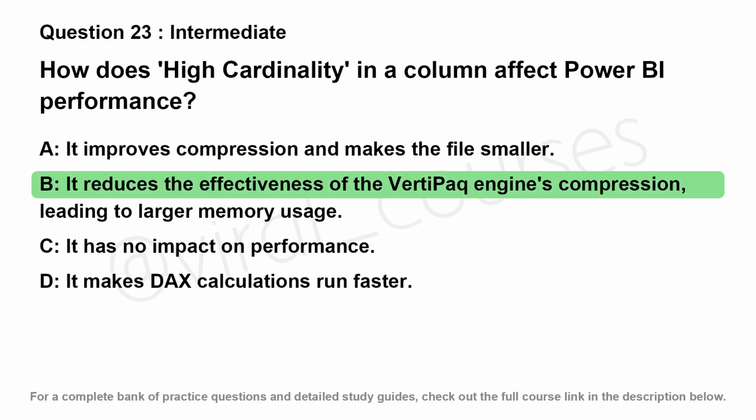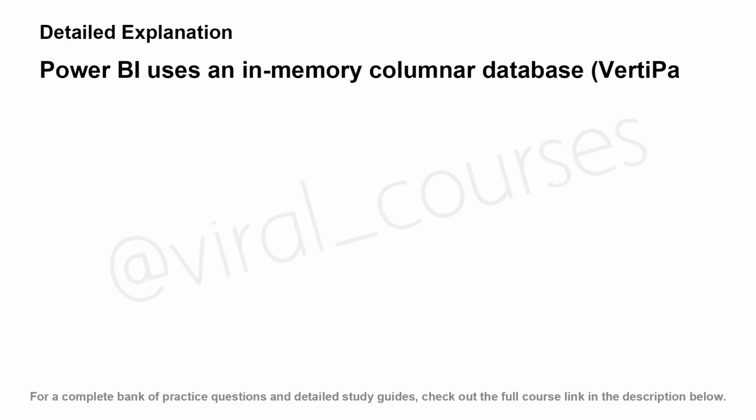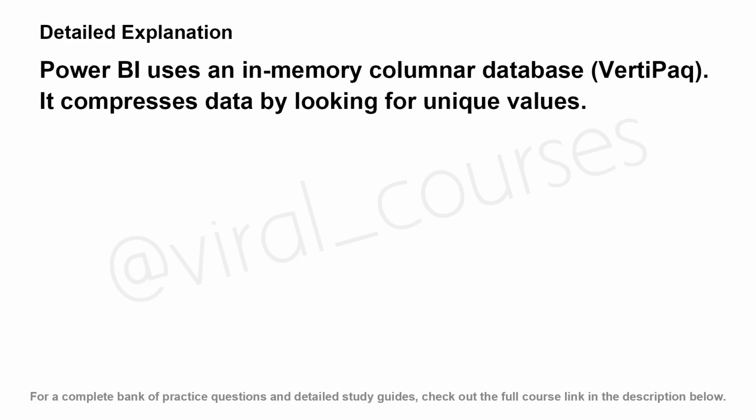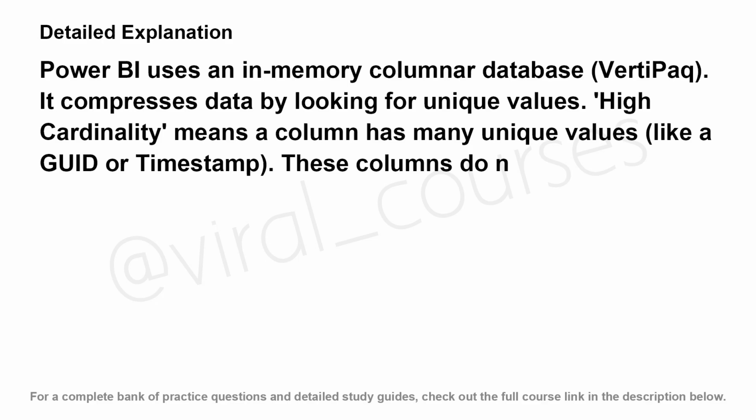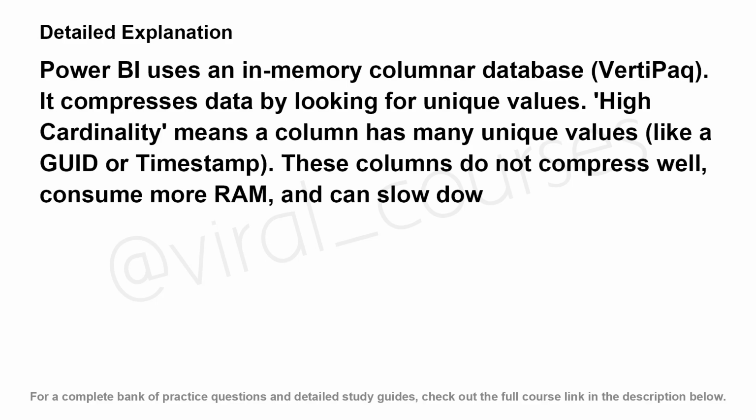The correct answer is B. Power BI uses an in-memory columnar database, VertiPaq. It compresses data by looking for unique values. High cardinality means a column has many unique values, like a GUID or timestamp. These columns do not compress well, consume more RAM, and can slow down report interactivity.